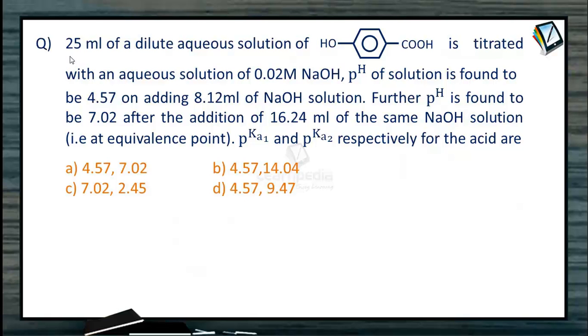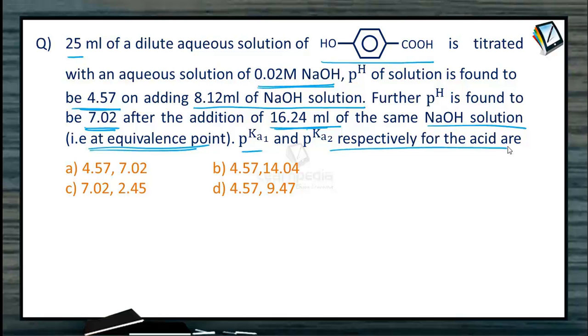The next question: 25 ml of a dilute aqueous solution of para-hydroxybenzoic acid is titrated with an aqueous solution of 0.02 molar NaOH. The pH of the solution is found to be 4.57 on adding 8.12 ml of NaOH solution. Further, the pH is found to be 7.02 after the addition of 16.24 ml of the same NaOH solution, which corresponds to the equivalence point. pKa1 and pKa2 respectively for that dibasic acid are?